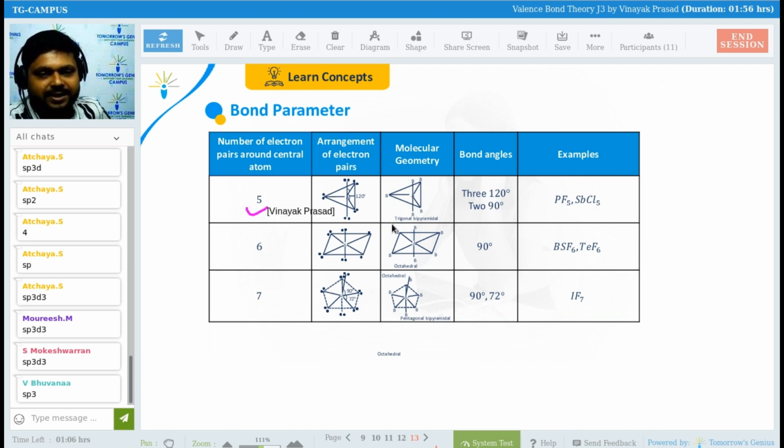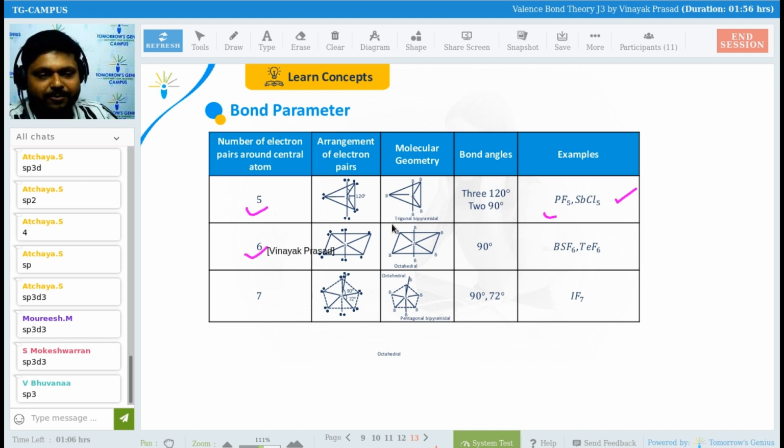So next, let's suppose the number of electron pairs around the central atom is 5. Then their geometry will be trigonal bipyramidal. The examples can be PF5 and SbCl5. These can be the examples for this, right?